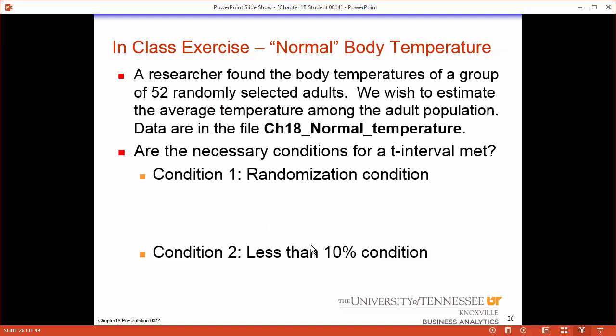So let's go ahead and do an example right here. We have 52 adults, and we have their temperatures. So let's make a confidence interval for it. Were these 52 adults randomly selected? Well, the problem says it. Awesome. Are they less than 10% of all U.S. adults? Sure, sounds good to me. There's more than 520 adults in the U.S.